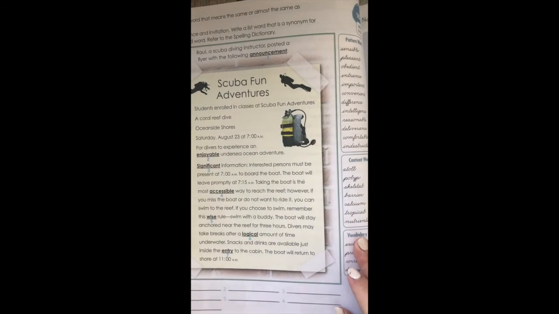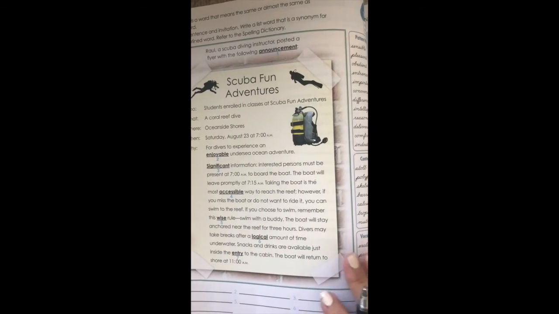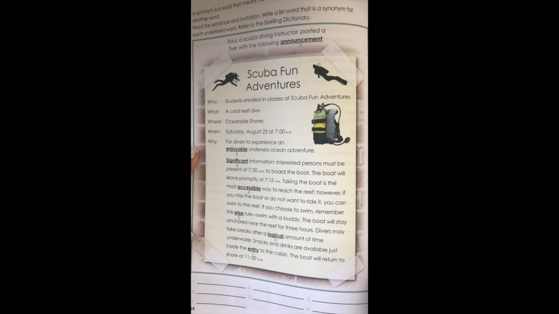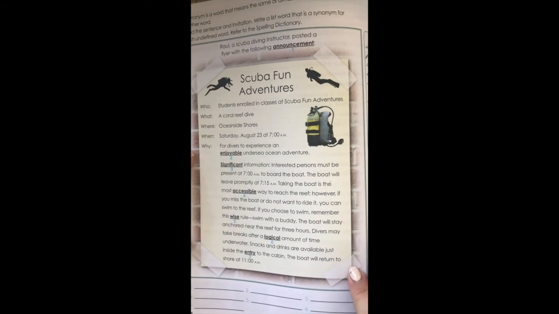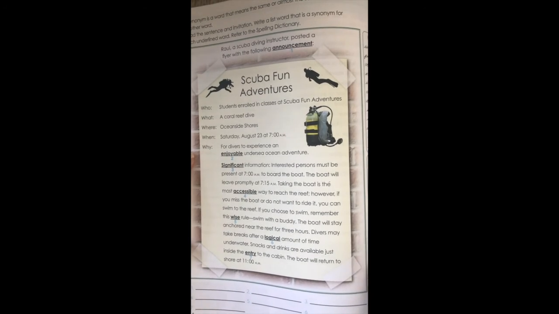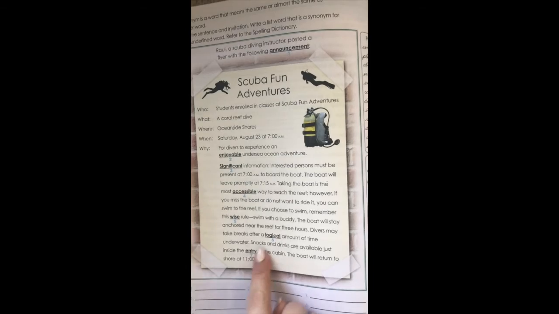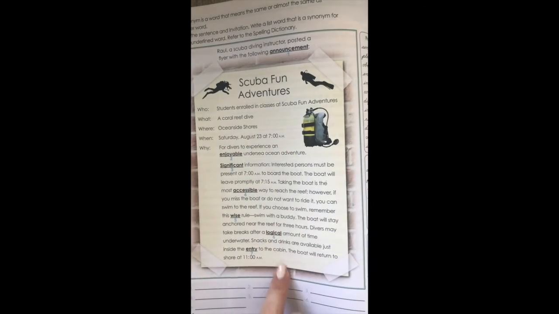And here for Thursday's assignment, what you're doing is identifying synonyms. And by now you probably know what a synonym is. It is a word that means the same, 2 words that mean the same. So what you're going to do is you're going to write a list word down here with the synonym of the underlined words in this little announcement paper.